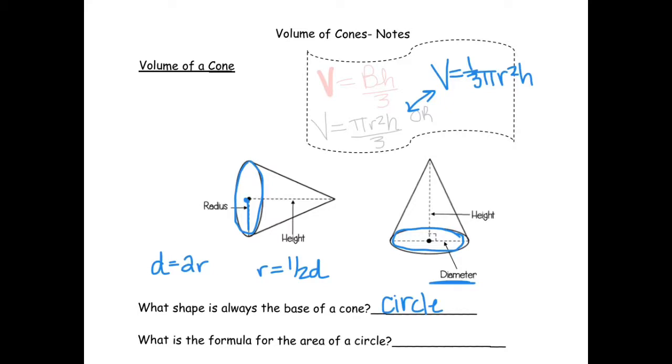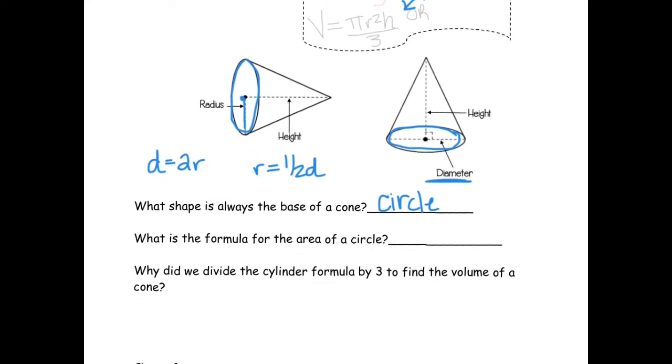Those are just basic circle knowledge, I guess. So what is the formula for the area of a circle? Hopefully you have this committed to memory by now. The area of a circle is pi r squared.